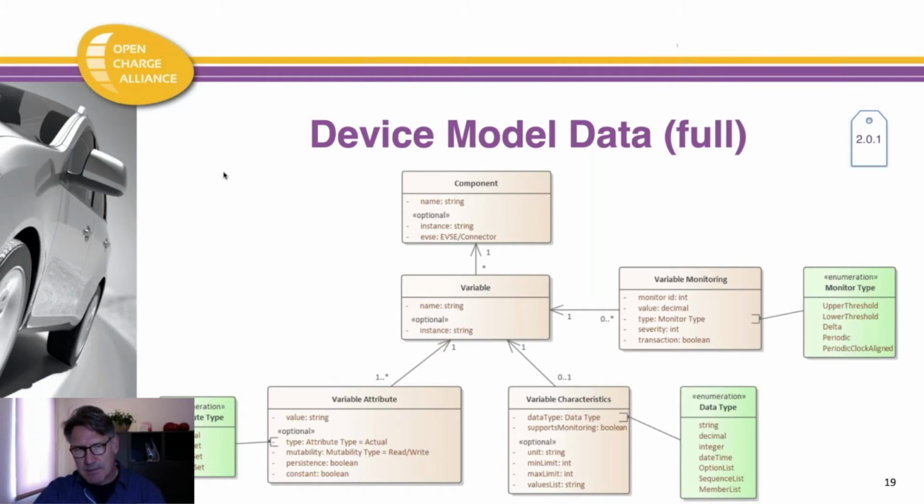And then last but definitely not least is the monitoring that we can attach to a variable. So the central system can set a monitor on a variable and tell the charge point to give a warning when a variable exceeds a certain value, for example, or goes below a certain value. This is a very powerful tool for monitoring certain conditions in the charge point.